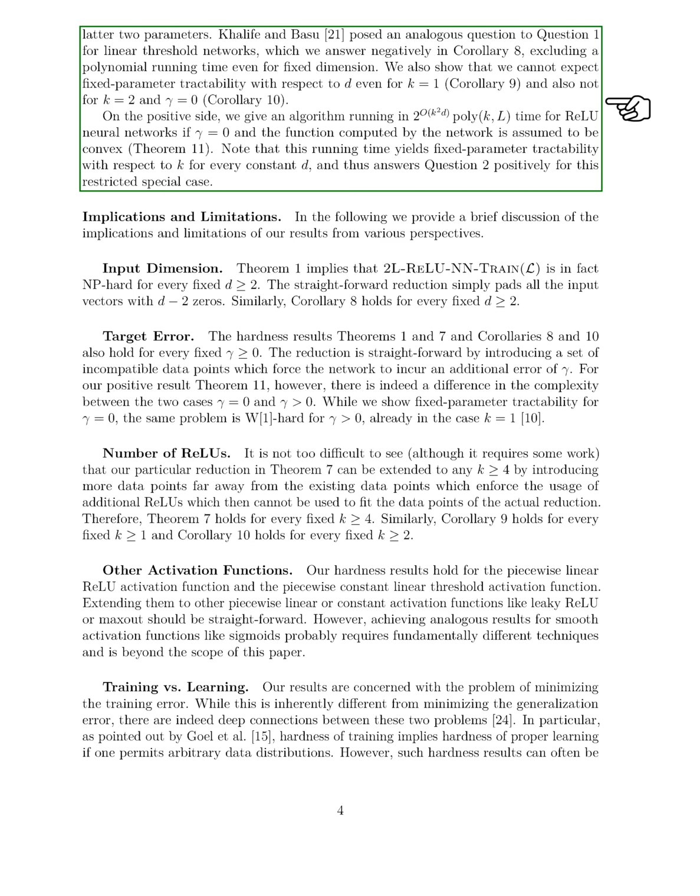On the positive side, we provide an algorithm that runs in time proportional to the square of the number of hidden neurons times the input dimension for ReLU neural networks if the training error is 0 and the function computed by the network is assumed to be convex. This answers the second question positively for this specific case.